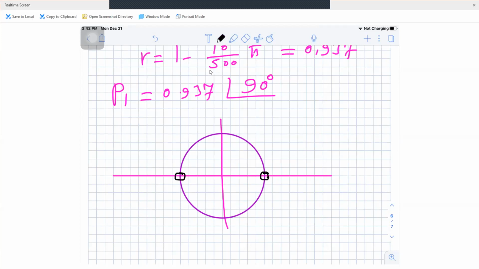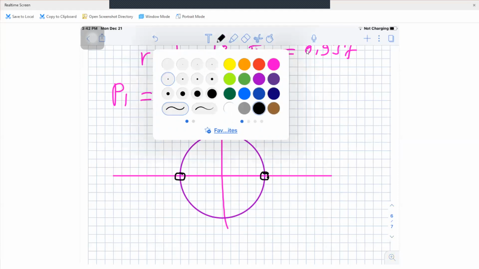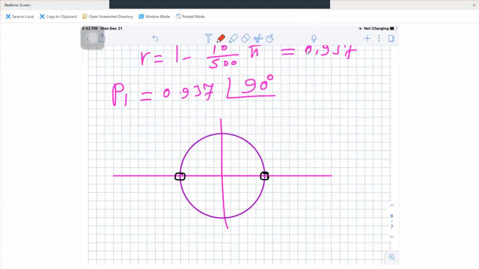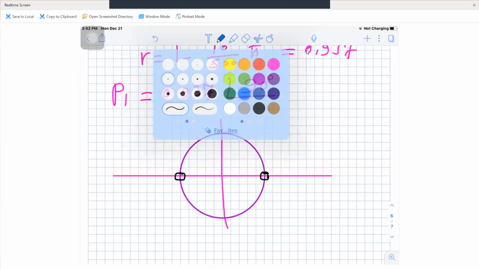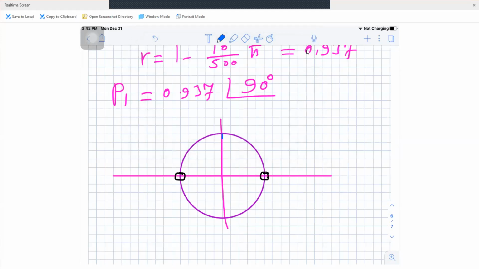Now, what about the pole? We said that the pole has direction of 90 degrees, and its magnitude, as you can see here, is about 0.937. So it will be very near to the circumference of the circle. Okay. So this will be the location of the pole.